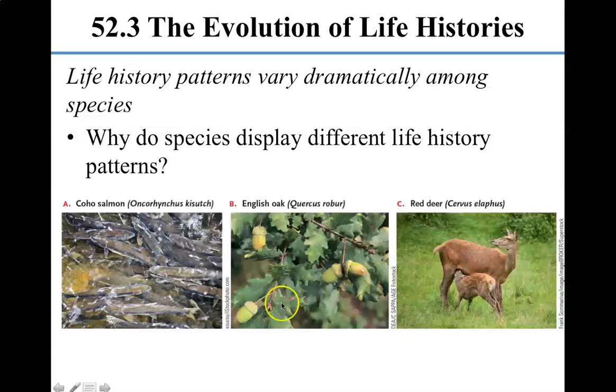So what works great for a salmon doesn't work for an oak tree, and what works great for an oak tree doesn't work for a red deer. They're all inhabiting different aspects of the ecosystem, and there are different selection pressures that have shaped them to be organisms that behave in very different ways.